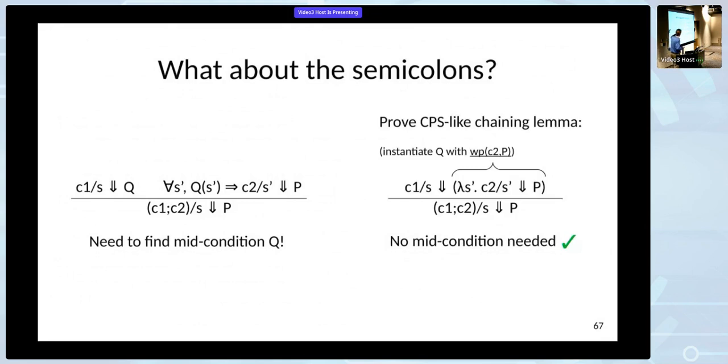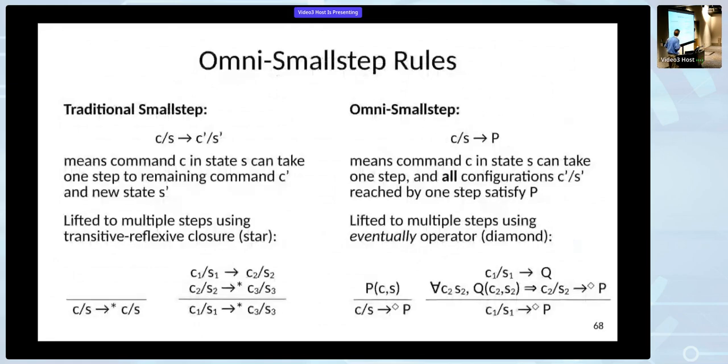However, you can prove a CPS-like chaining lemma by instantiating this Q with the weakest precondition. You get this chaining rule, and if you step forward through your program by applying this rule, this problem is beautifully solved. On the other hand, sometimes you get an inductive hypothesis that prescribes a mid condition for you, and in that case, you can use this one. Or if you're in the other case, you can also use the weakening lemma to get an EVAR in Coq speak.